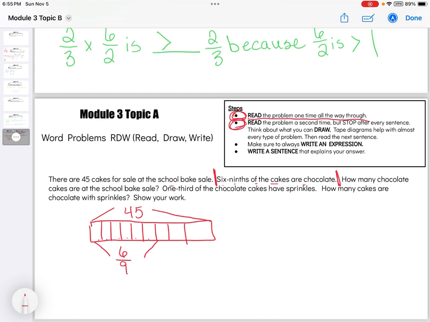All right. Next question says, how many chocolate cakes are at the school bake sale? Right there. So I know I'm going to have to divide 45 into 9 groups, which equals 5. So each of these units or each of these boxes has a value of 5. So if 1 unit is equal to 5, then 6 units would be equal to 6 times 5, which is 30. So there are 30 chocolate cakes at the bake sale.